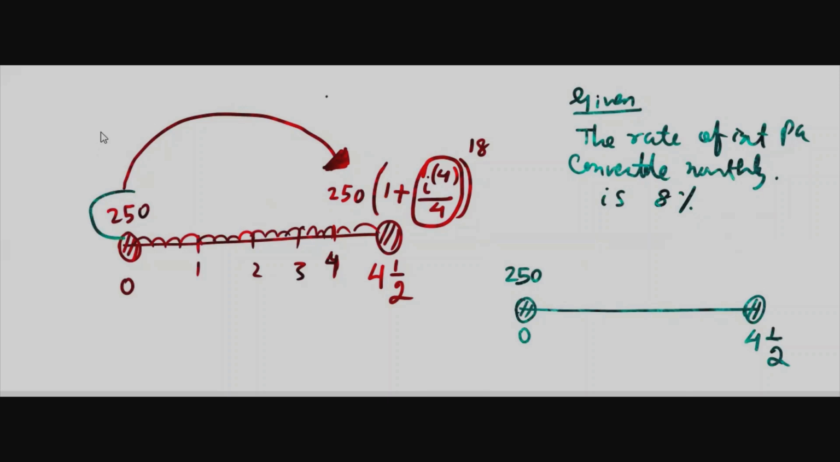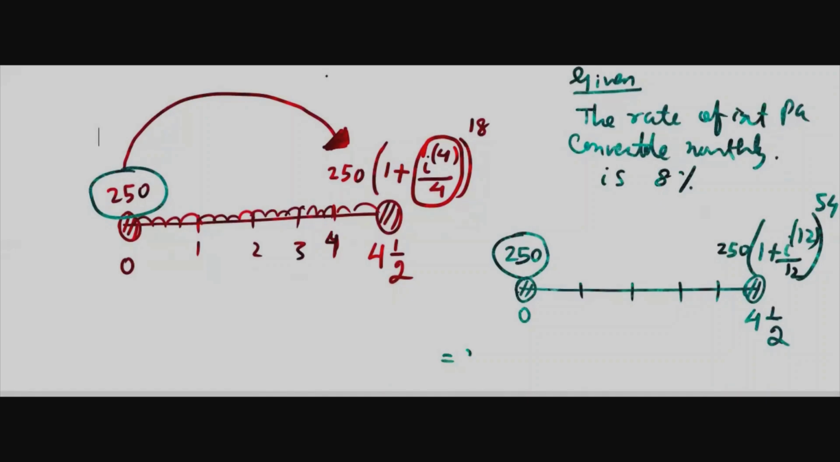So it will be 250 into. So how many months are here? Okay, monthly. So 1 year, 2 year, 3 year, 4 year, 4.5 year. So you count number of months here. 4 into 12, 48, 48 plus 6, right? 54. Yes, sir. 250, (1 + I12/12) power 54. Then you have to write 250 (1 + 0.08/12) power 54. This will be the answer. Yes, sir. Okay.